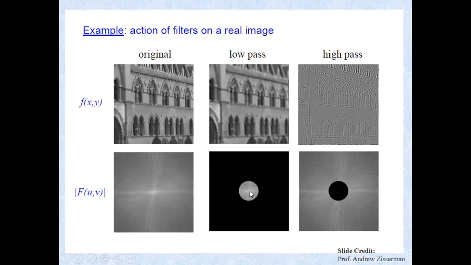They are multiplied with the image spectrum: flat ones at the center or flat zeros at the center, and the rest are all ones.